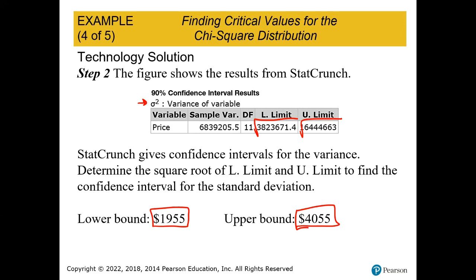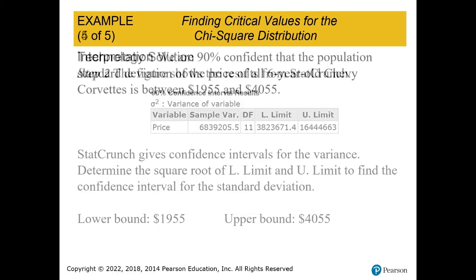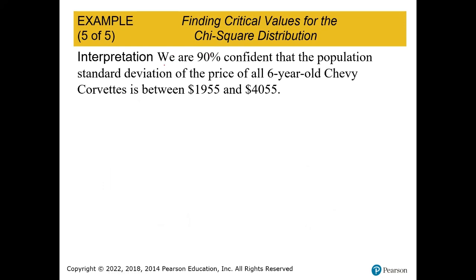And then we go to create our interpretation value sentence. So it starts out the same. We are 90% confident that the population standard deviation, so we're just adding in that word instead of population mean or population proportion, of the price of all 6-year-old Chevy Corvettes is between 1,955 and 4,055.